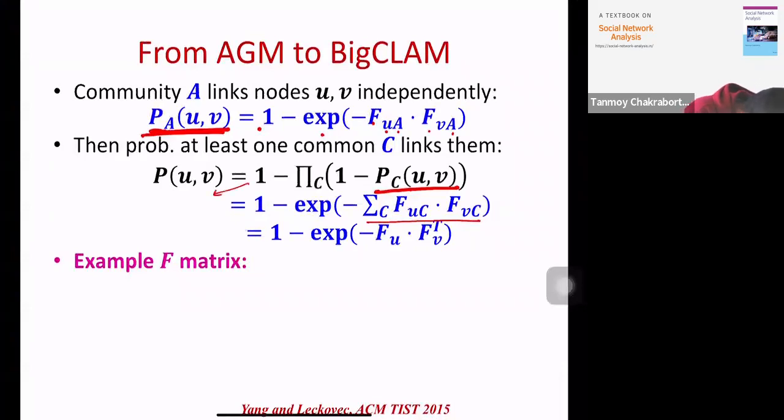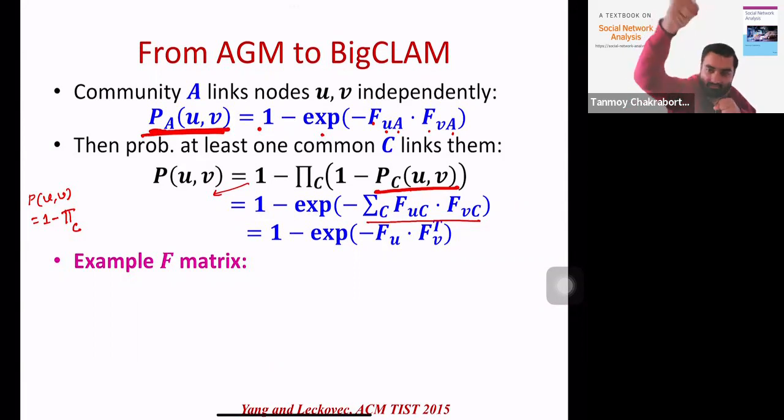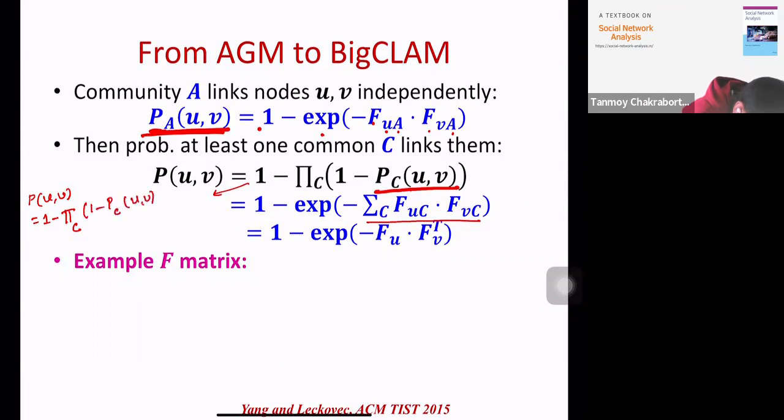So for every pair of vertices u comma v, I'll take 1 minus the product over all the communities c. I'm not looking at the shared communities because this is kind of a fuzzy concept. A node is not a part of a community totally. For every node-community pair, there is this membership strength value. Therefore, I'm taking all the communities, 1 minus P_C(u,v). So this is again the same OR kind of function that I mentioned earlier.